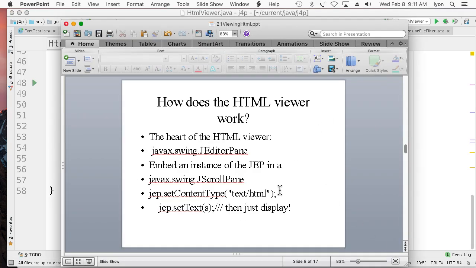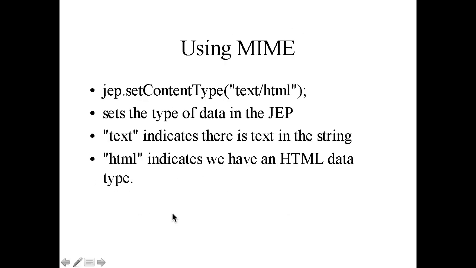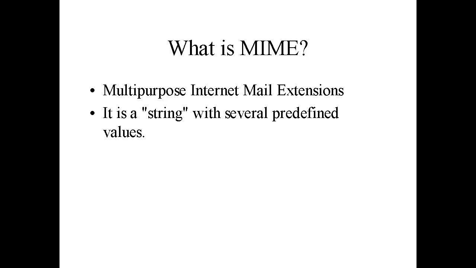Back to PowerPoint. So the MIME types we care about are text/html and text/rtf. That's going to set the type of the data in the JEditorPane. Text indicates it's going to be text in the string. HTML indicates that we've got HTML data. And that's all we really need in order to inform the JEditorPane how to process the HTML data.